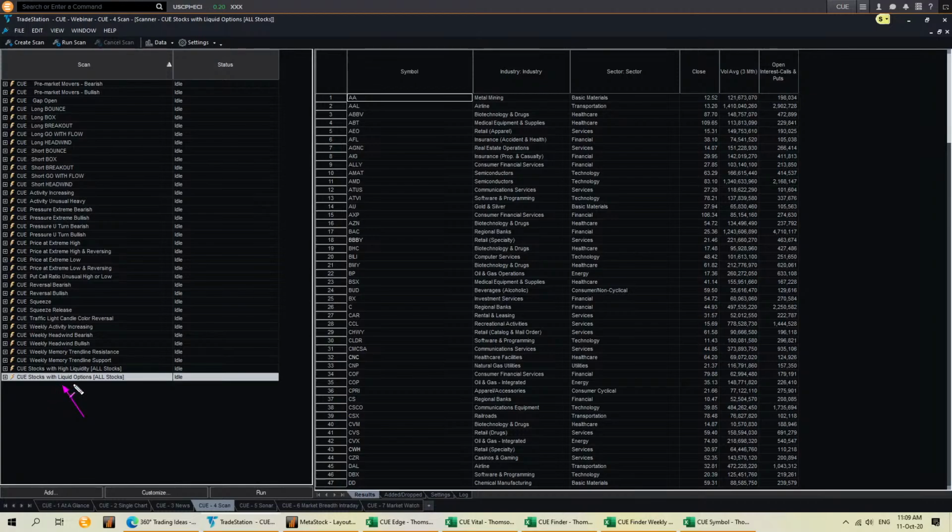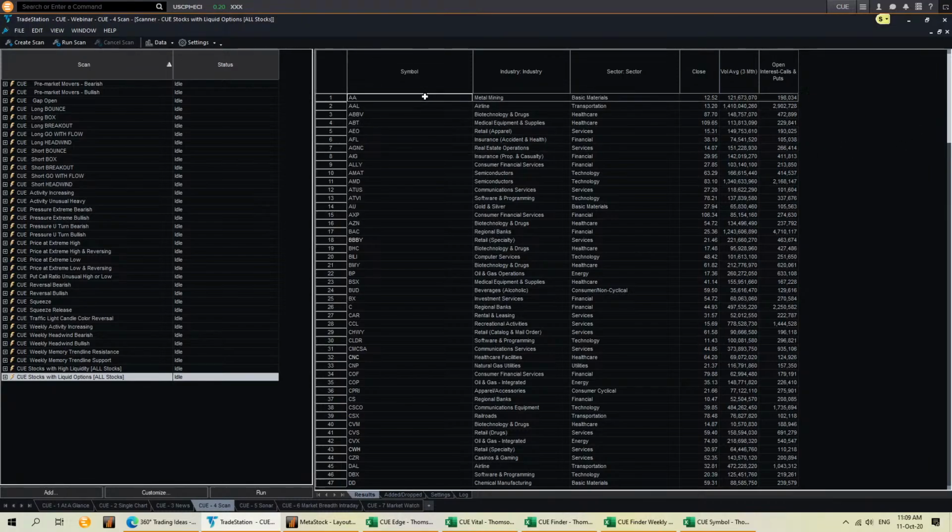stocks with liquid options. This list can be generated from Q Elite but not from Q Global, because Metastock doesn't have the detailed options data. I ran this scan today to find out the stocks with liquid options, and I found this stock. So I want to create a list of these stocks in Metastock and also Q Vital.